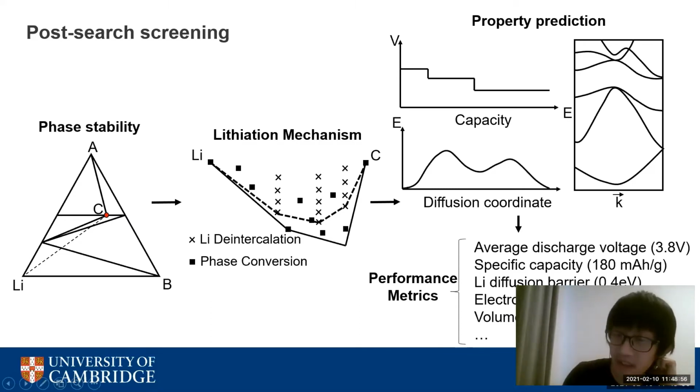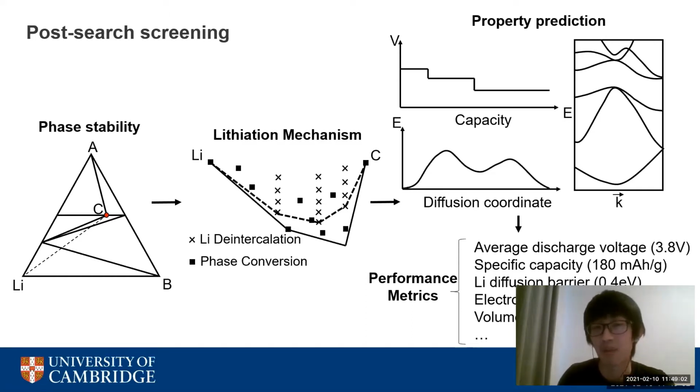So if we think this material is worth a trial in synthesis, we'll go to the second step, which is we will draw a tie line between this lithium metal and this material which we are interested in, and then we can get this kind of quasi-ternary phase diagram. From this, we can actually see the lithiation mechanism.